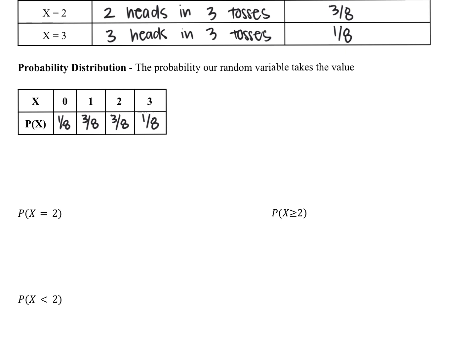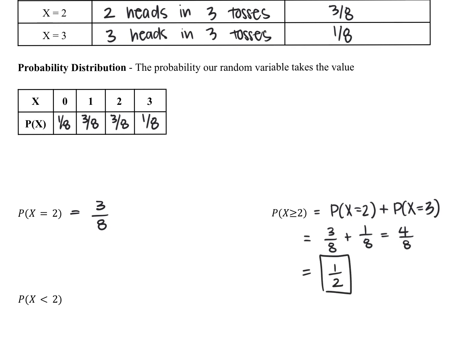So I can find the probability that x is exactly 2, which we know is 3 out of 8. You can also do inequalities. So the probability that x is greater than or equal to 2 is the probability that x is 2 or x is 3. So I have to add the probability that x is 2 plus the probability that x is 3. So that's 3/8 plus 1/8, which is 4/8, which is the same thing as 1/2.